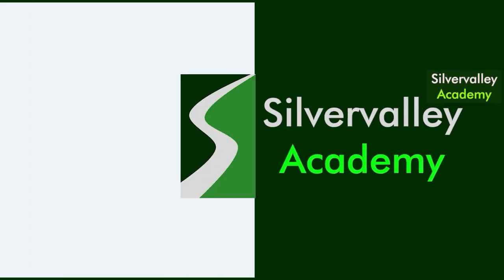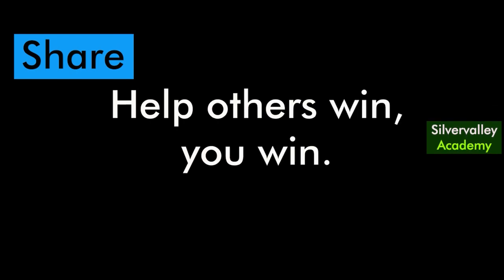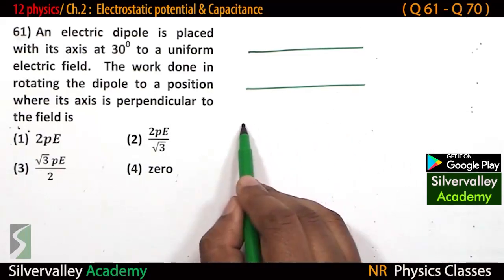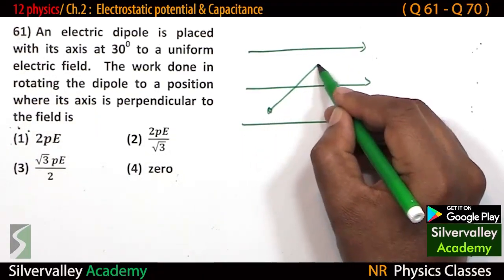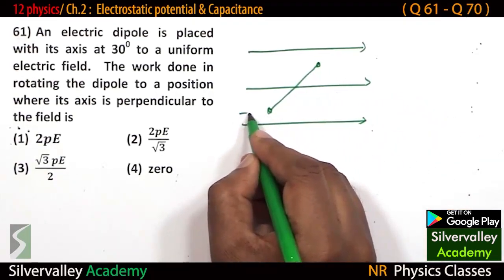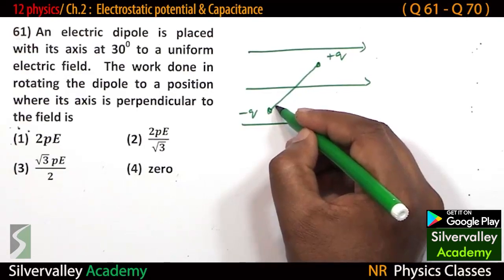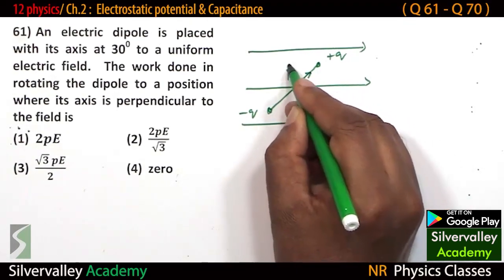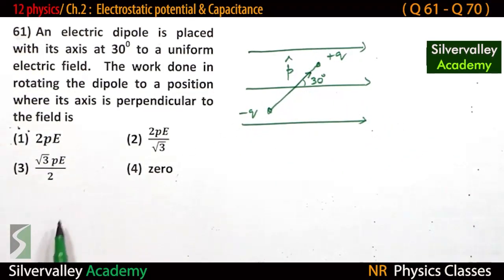An electric dipole is placed with its axis at 30 degrees to a uniform electric field. This is the uniform electric field, this is the dipole with charges minus Q and plus Q. This is the direction of dipole moment P cap. This angle is 30 degrees.